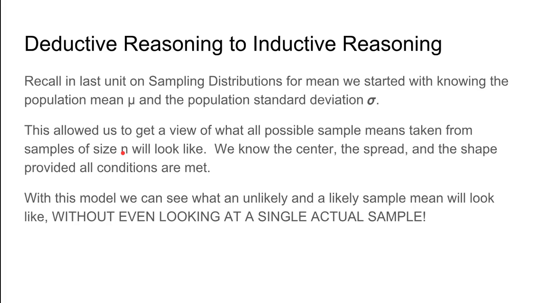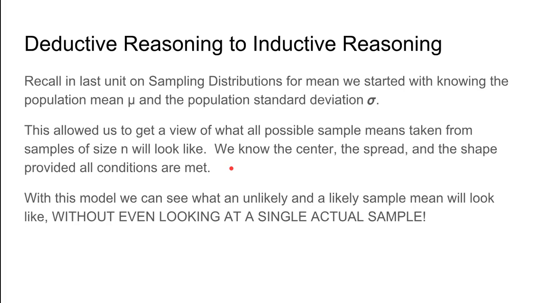Recall in the last unit, we talked about sampling distributions. Here, we started with knowing a population mean mu. Like, we knew it, right? It wasn't a question. We already knew what it was, and we actually already knew the population standard deviation sigma as well. And this allowed us to get a view of what all possible sample means taken from samples of size n will look like. And this is, of course, called a sampling distribution, right? So we know the center, we know the spread, we know the shape, provided all of our conditions are met.